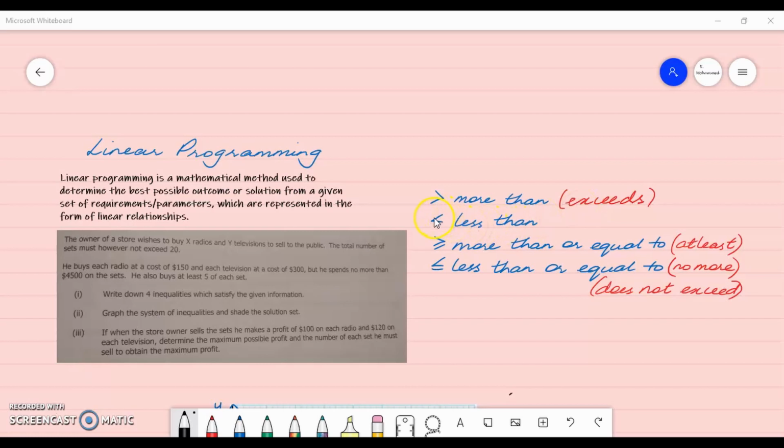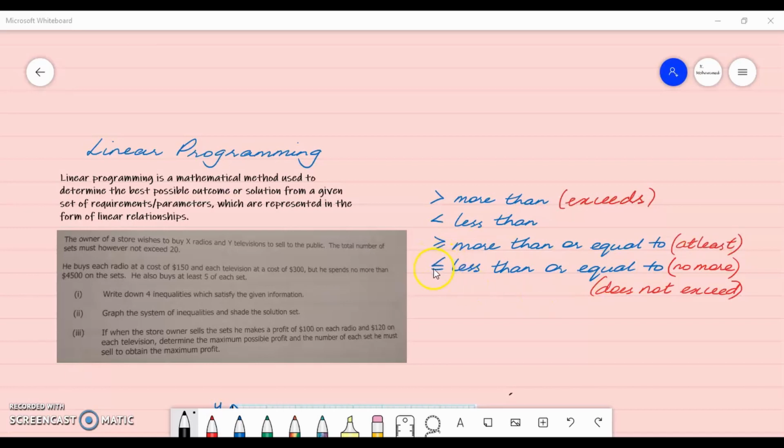Less than. This is our less than symbol. This symbol here is more than or equal to. And a word they tend to use to refer to that is at least. So if they say at least 10 radios, it means that it can either be 10 or more, right? At least meaning 10 or more than 10.